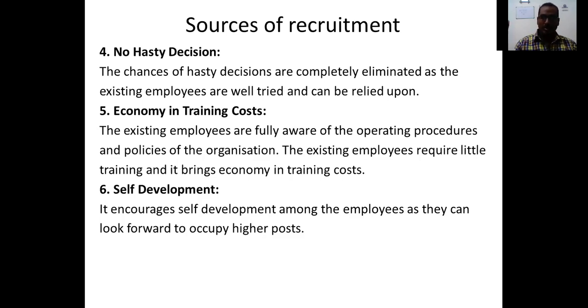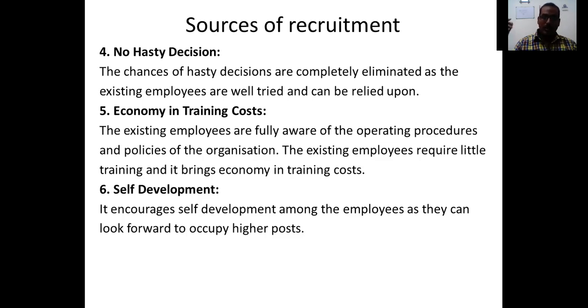Then, economy in training cost, which includes not only training cost but also the cost of recruiting a person. Recruitment cost is also saved, along with the cost or loss of productivity due to someone not being in the job. Overall, the cost is saved. The existing employees are fully aware of the operating procedures and policies of the organization, so they require little training, and it brings economy in training cost. A lot of cost is saved for the company. Then, self-development. It encourages self-development among the employees, as they can look forward to occupying higher posts.